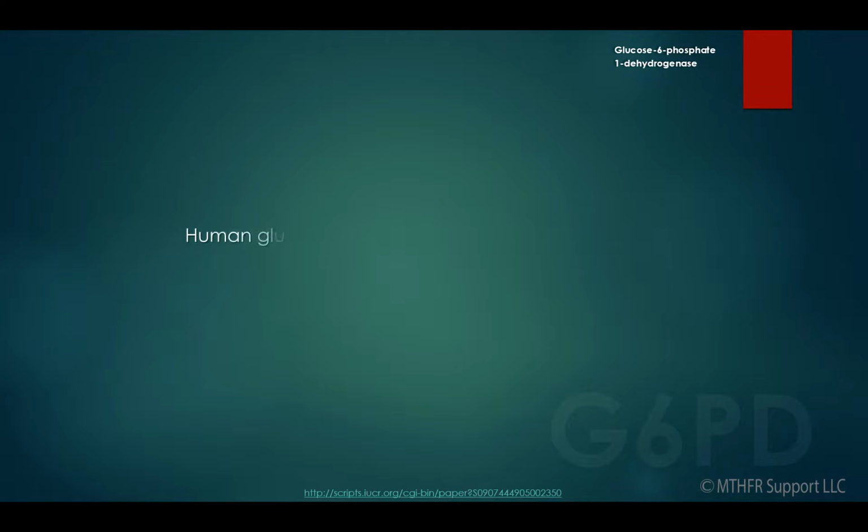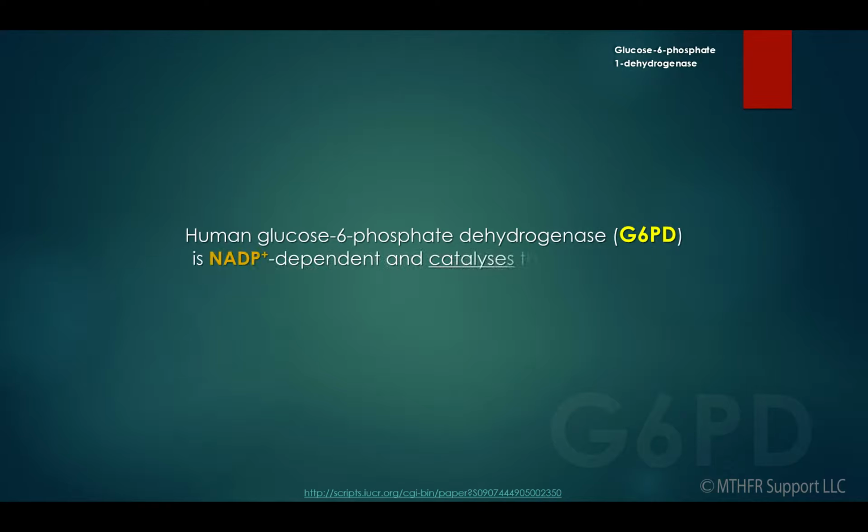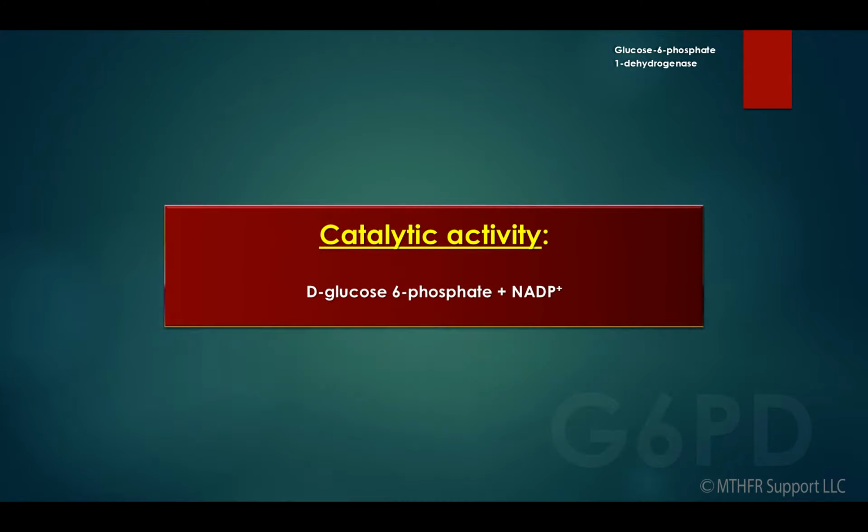Human glucose 6-phosphate dehydrogenase, also known as G6PD, is NADP+ dependent and catalyzes the first and rate-limiting step of the pentose phosphate shunt. The catalytic activity for G6PD is D-glucose 6-phosphate plus NADP+.